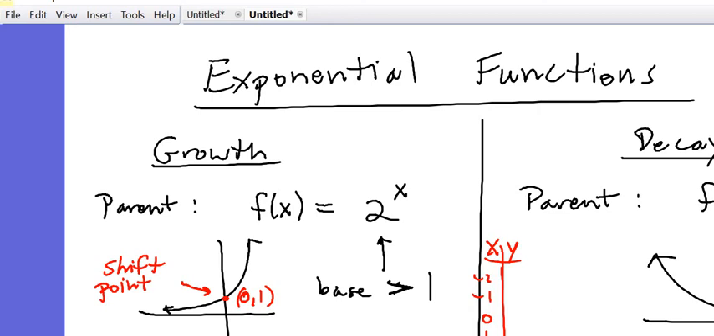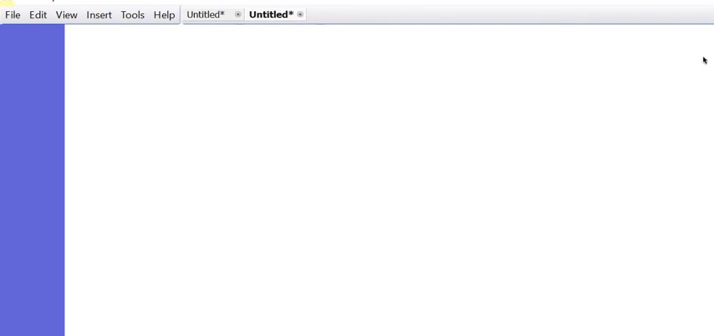All right, so we've got our growth, we've got our decay. Now, I want to take a look at some other things that you need to be able to recognize when it comes to identifying growth and decay and all this kind of stuff. And then we're going to watch a video, and then we're going to do some practice.